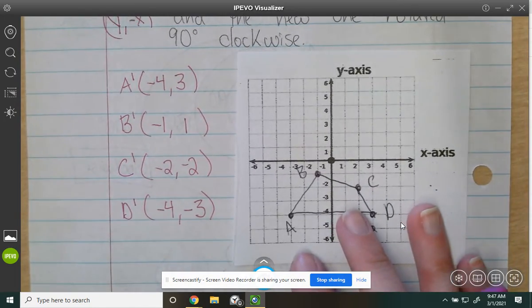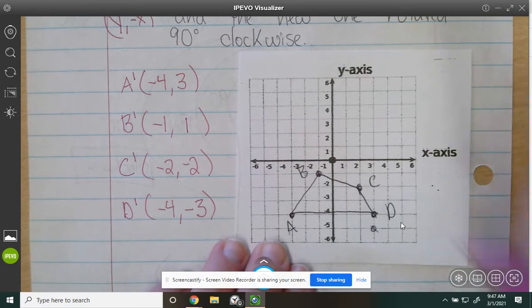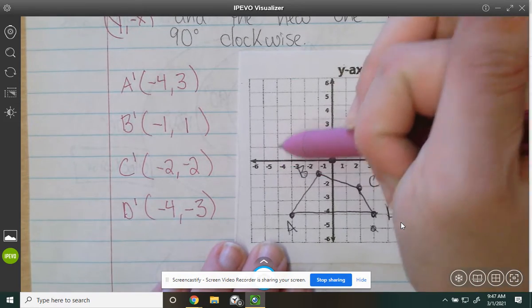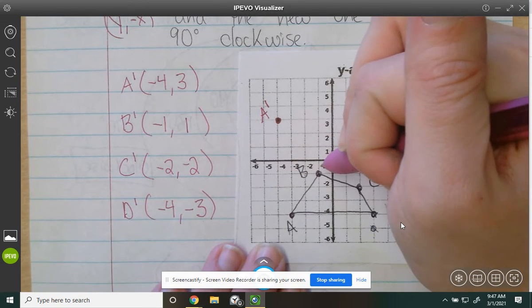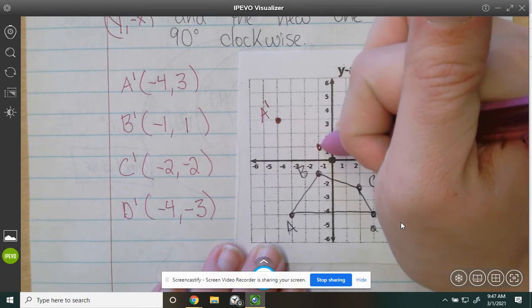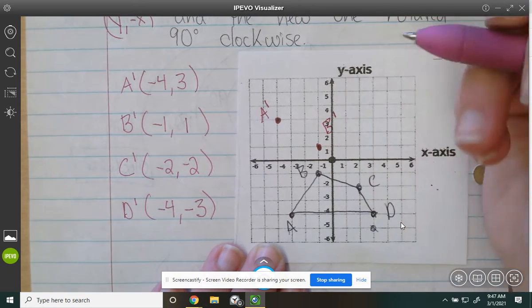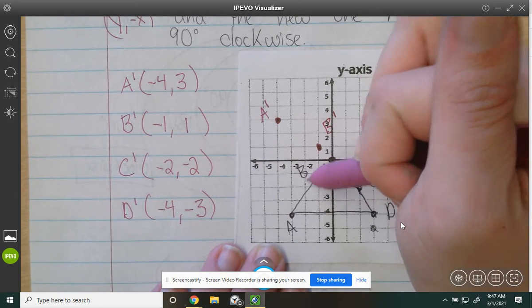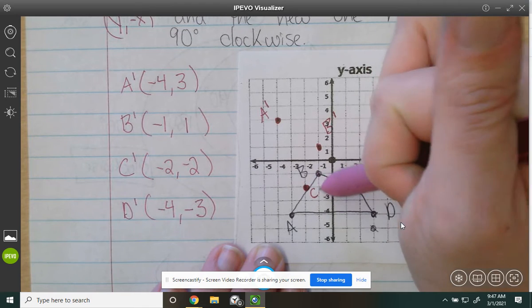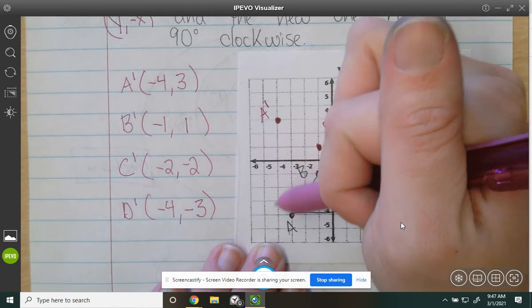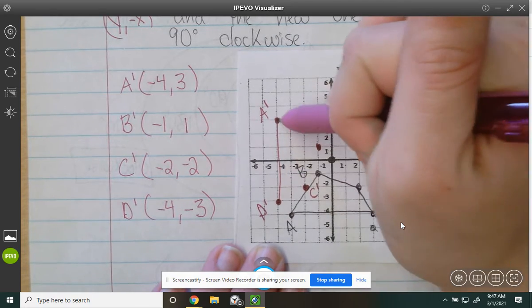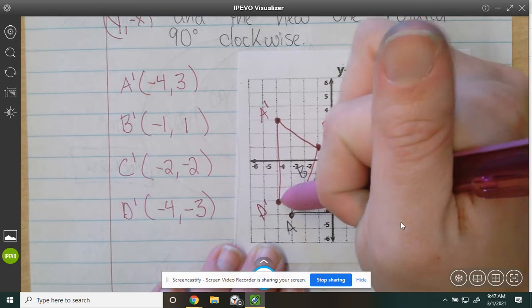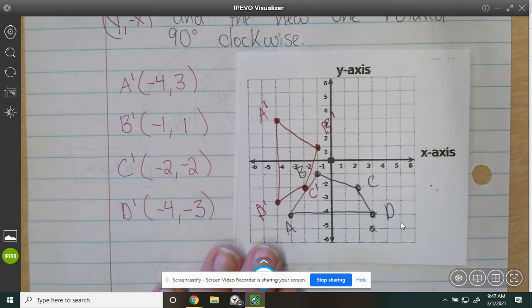So those are my new points, and I need to graph them as well. So -4, 3, A prime. And it does get a little messy, just with all of the letters and all of your labeling. Okay, so if I rotated this 90 degrees, it would look like that.